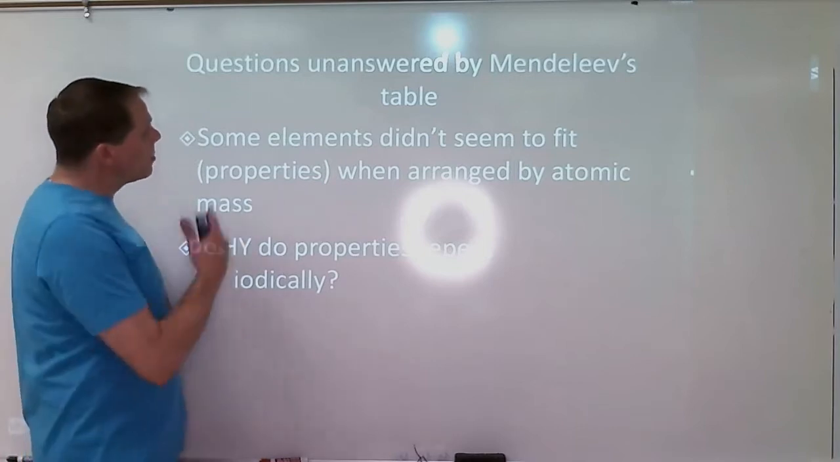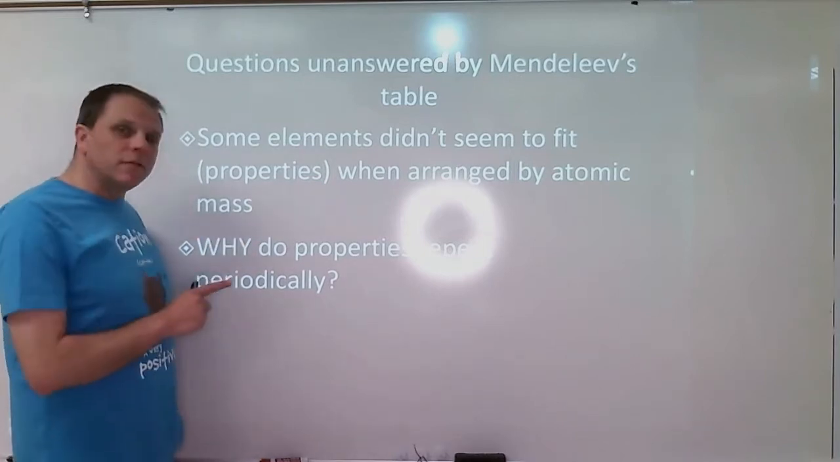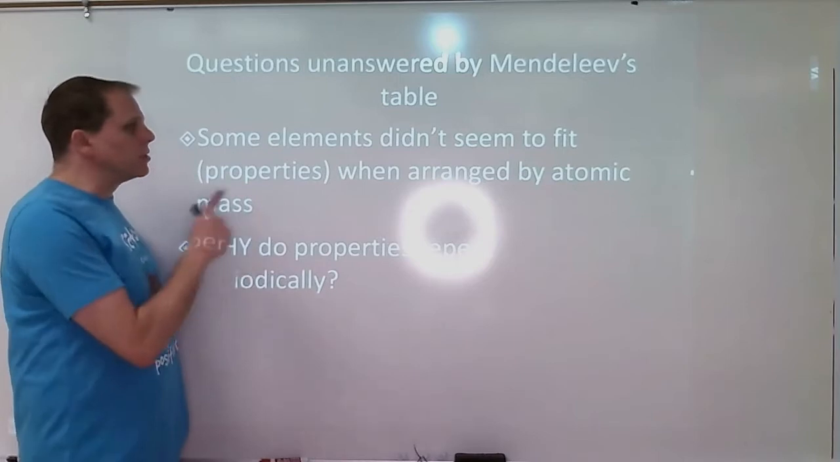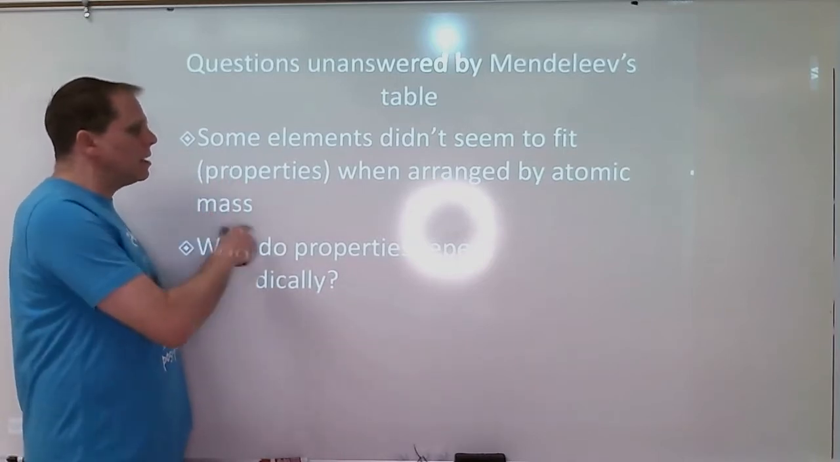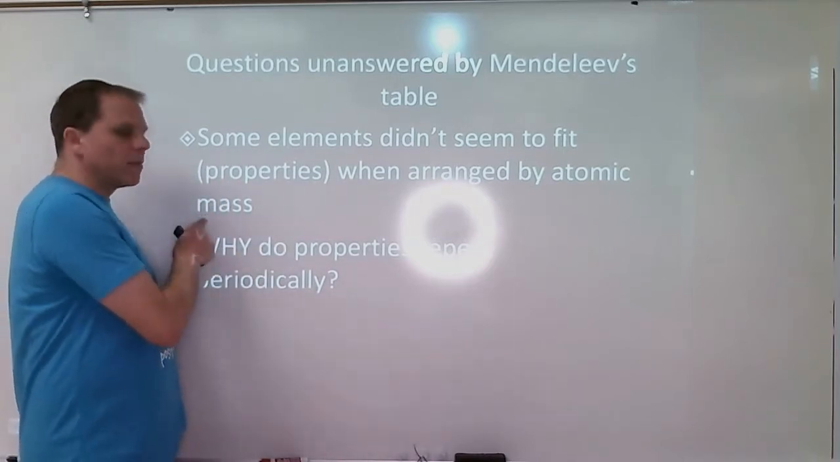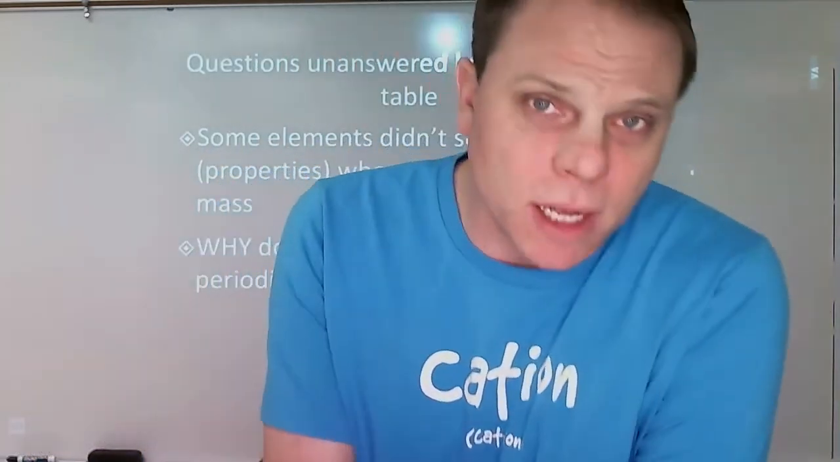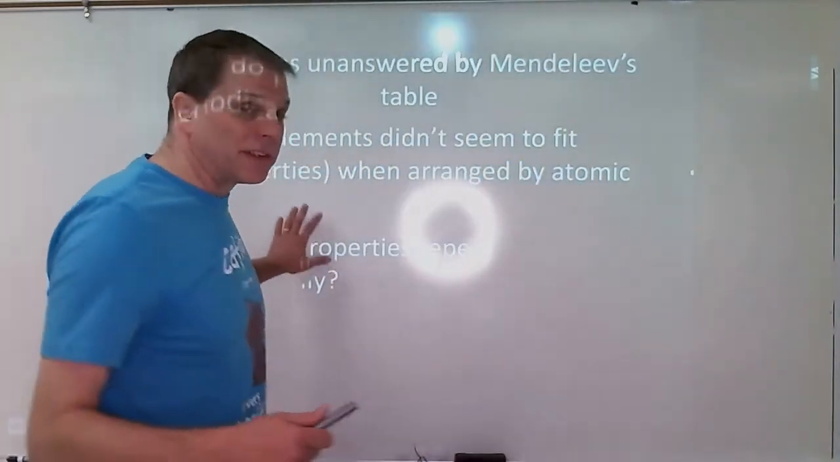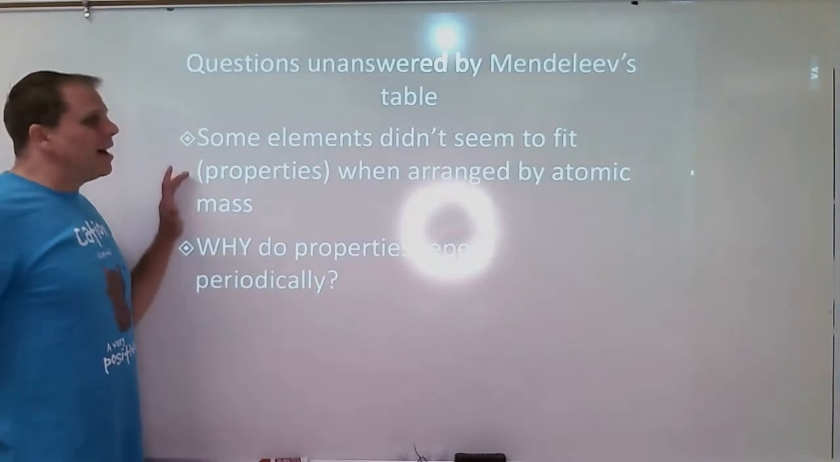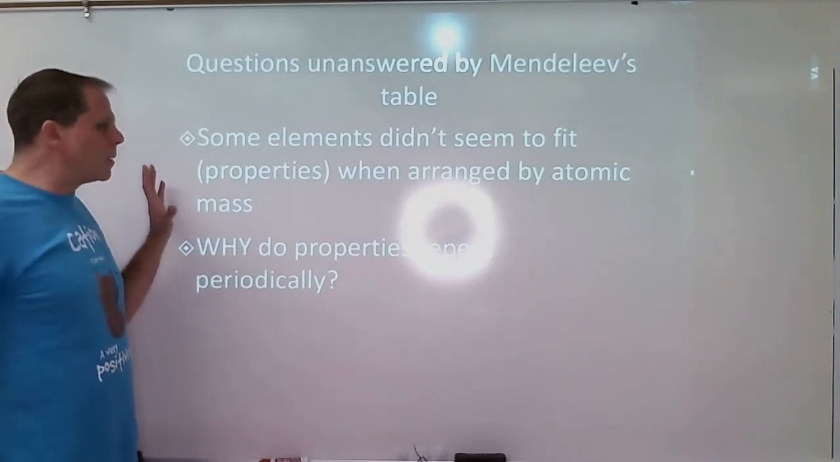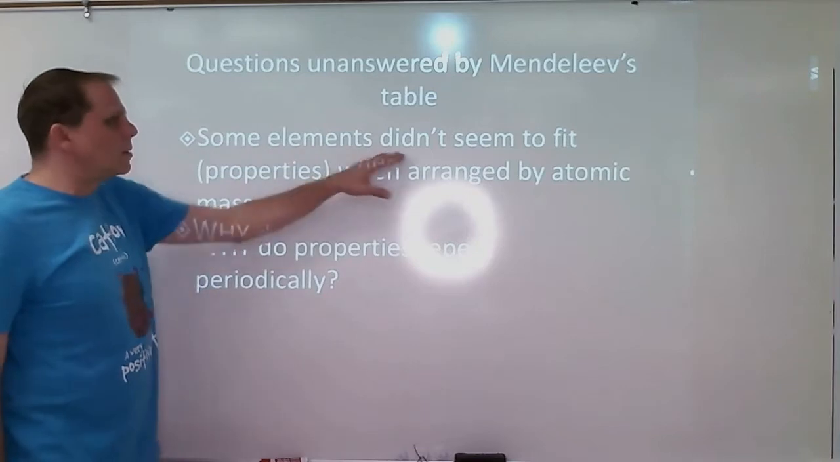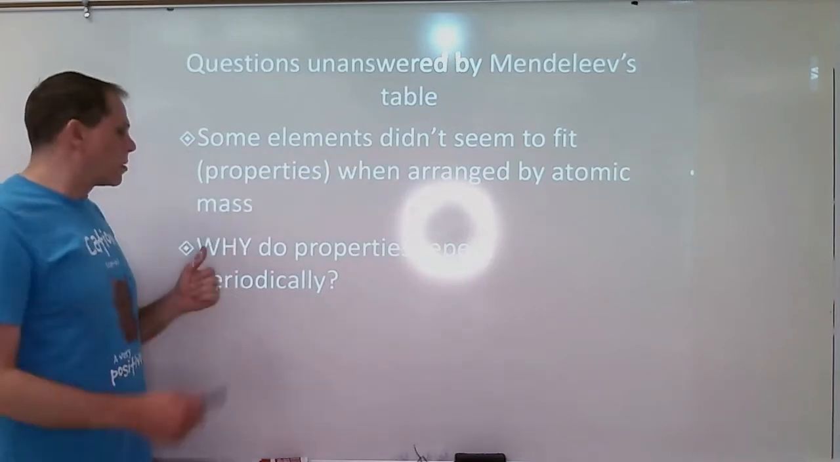Okay, so what we want to see here is that Mendeleev's table still had some issues, right? We had the elements organized by atomic mass. Remember, atomic mass is the average number of protons and neutrons in an atom. And so he had organized things by atomic mass, and he had figured out a pattern, but there were still some gaps. There were still some problems that didn't fit. They weren't in the right order.